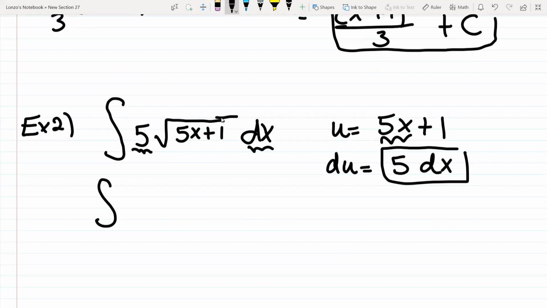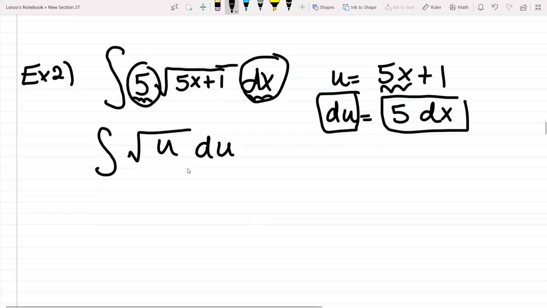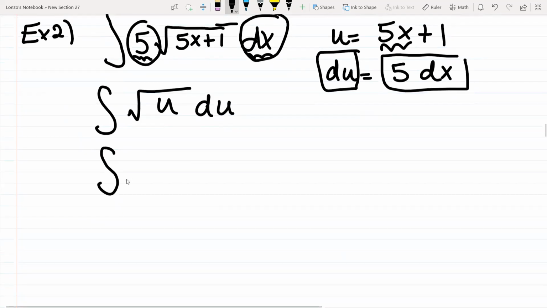So this square root of 5x plus 1 can be simplified as the square root of u. And then this 5 and this dx can be replaced with du because du is 5 dx, right? Now, how do you take the integral of square root of u? Well, if you would like, you can rewrite this as a power, right? So square root of u can be simplified as u to the 1/2, right? Because u to the 1/2 is the same thing as square root, and then du.